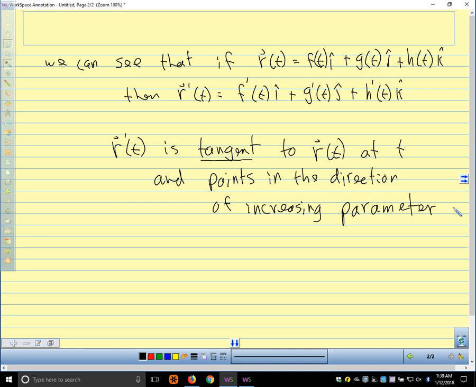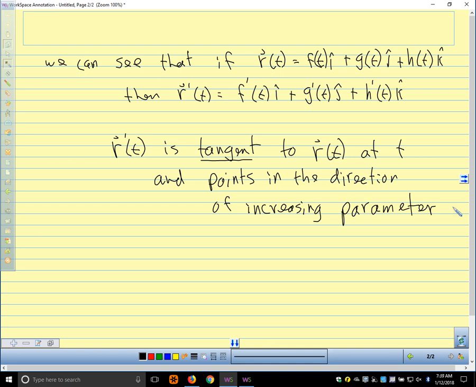So that analogy is going to be useful when we talk about velocity and acceleration, because what we want to get to eventually is a tangential component of acceleration and a normal component of acceleration. And that's going to have to do with curvature as well. All right, questions?